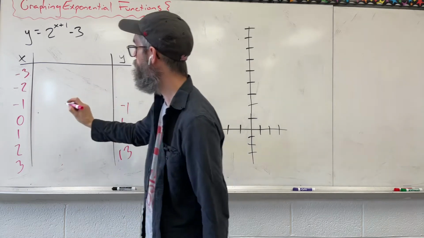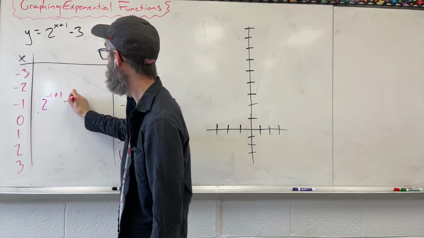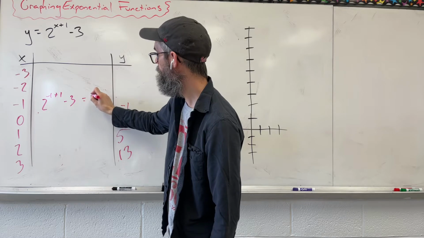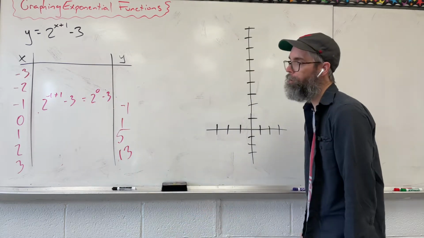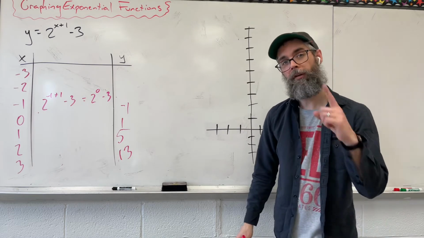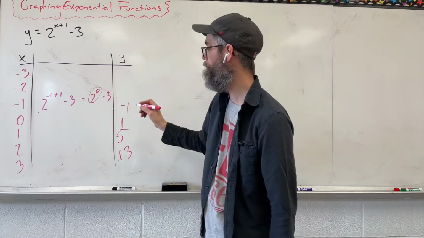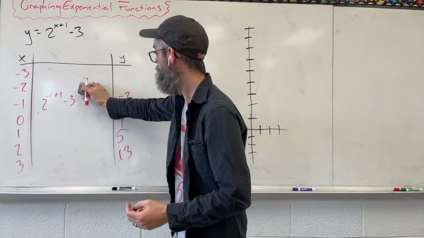We're going to plug negative 1 in. So here we're going to say 2 to the negative 1 plus 1 minus 3. And this is actually kind of neat. So we're going to say 2 to the 0 power minus 3. Rules of exponents say anything being raised to that 0 power is 1, that whole number. So this whole thing turns to 1. So you're saying 1 minus 3 gives us negative 2.